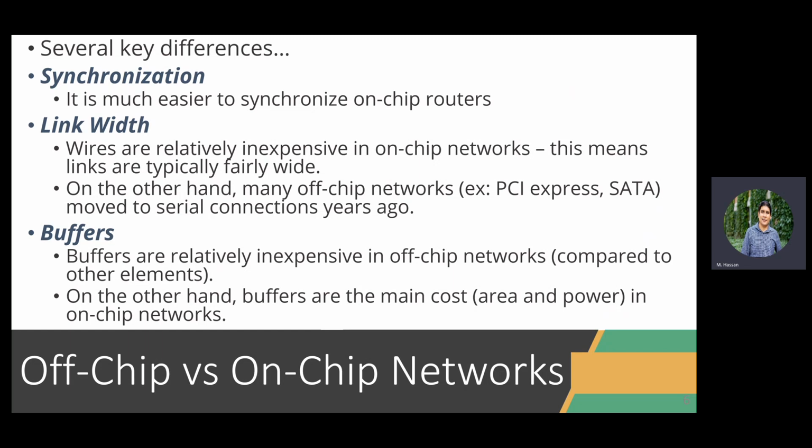The link width. Well, wires are relatively inexpensive in on-chip networks. Why? Because it's a very small distance, which means I can really have a wide link. We have discussed this already in our lecture when we said the internal buses usually use parallel technology. Remember, we have serial interfaces versus parallel interfaces, and we said parallel is very common in the bus on the chip between the CPU and the controller.